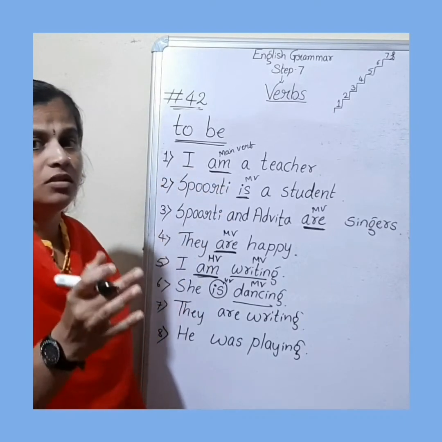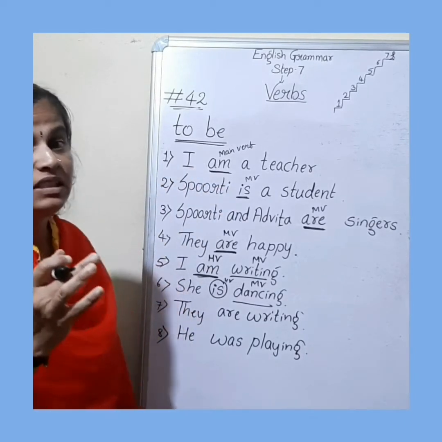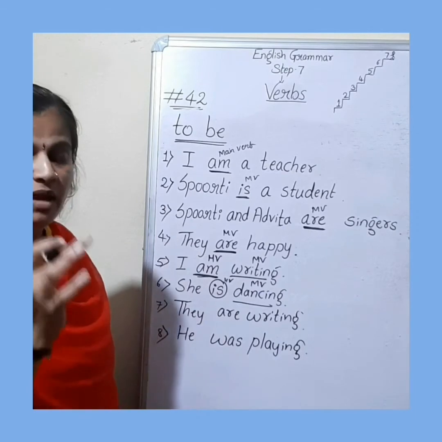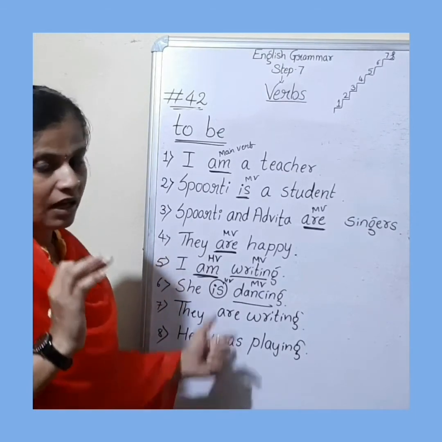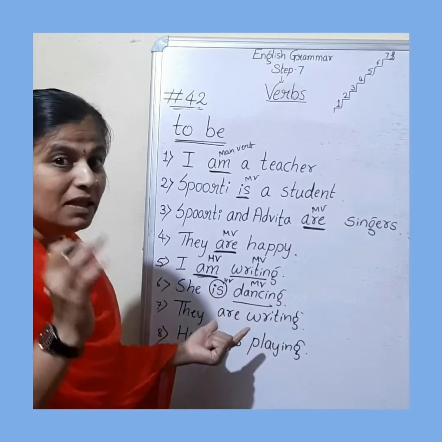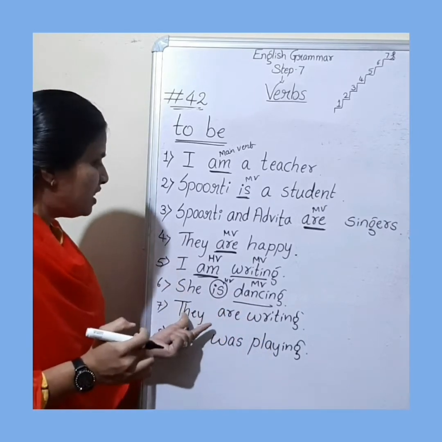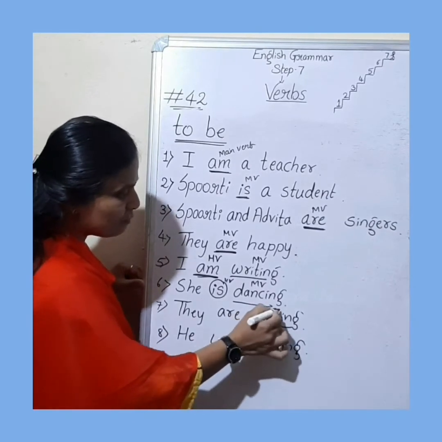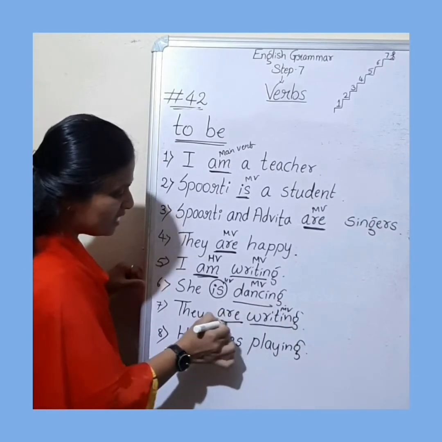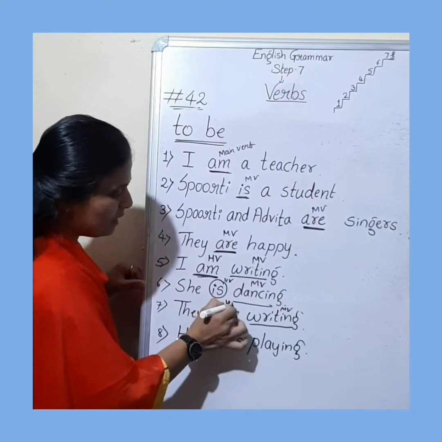Where there is absence of a main verb, these play the role of main verb. In case there is presence of a main verb, then it plays the role of helping verb. Okay, so they are writing. You can just have a look over here. Writing is playing the role of main verb. Then this are is helping verb.